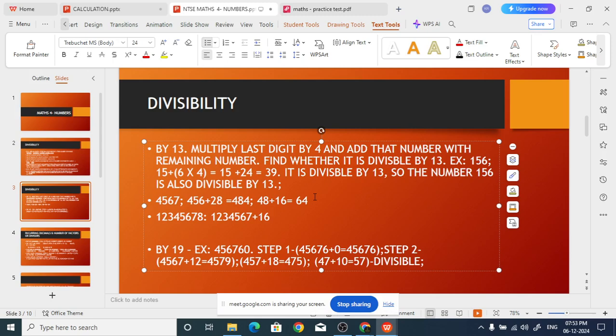Understood, children? Yes, sir. We should multiply the unit digit by 2 and add it to the remaining number.